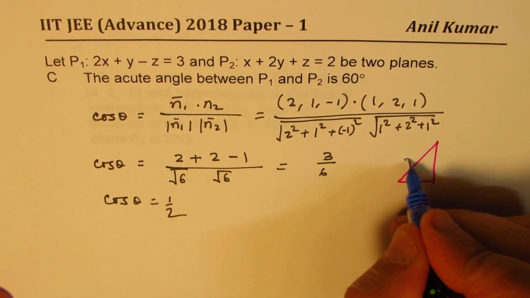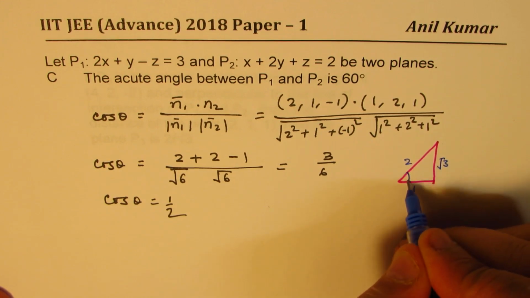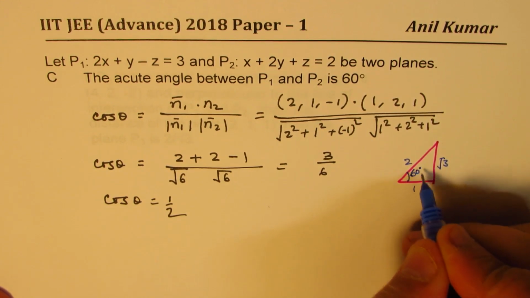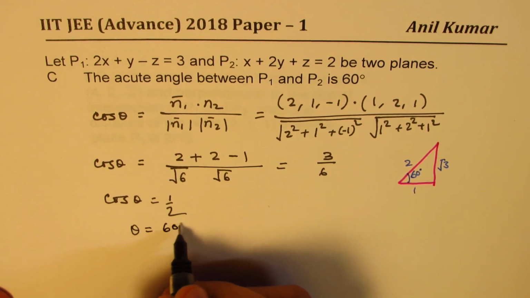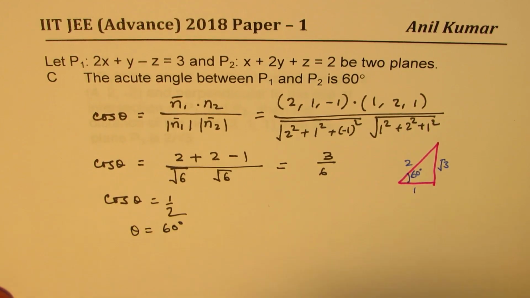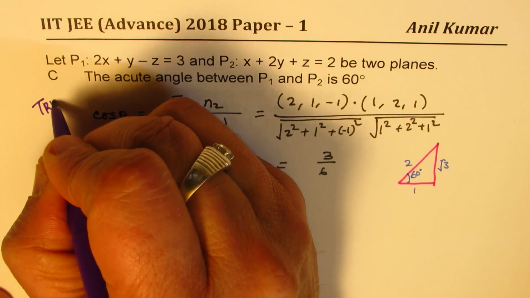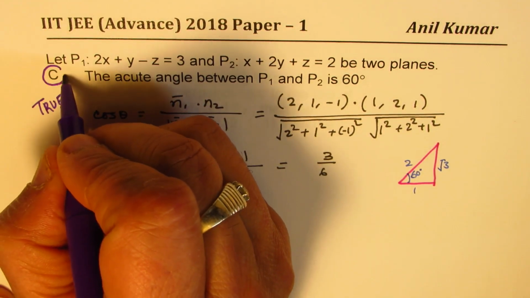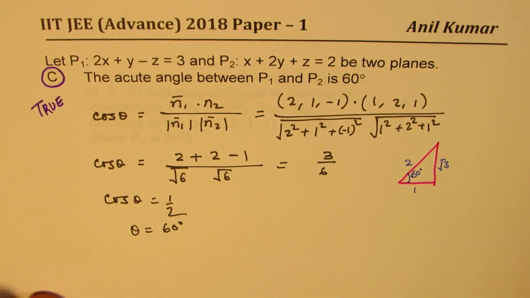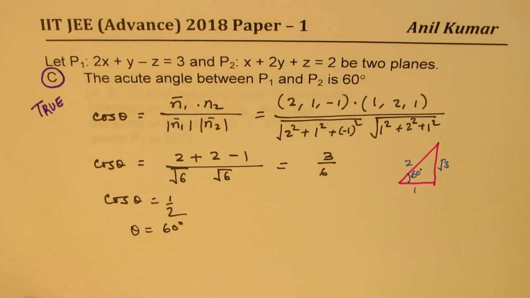So 1, 2, square root 3 triangle. That is 60 degrees. So it is indeed theta is 60 degrees. So this statement is true. So we have to mark the correct ones. We'll mark C, right? So that is the correct answer. Now let's look into part D.